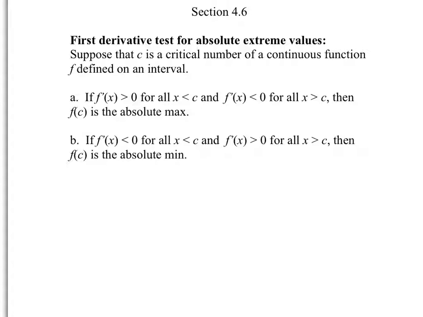Just a review here. Reminder that if the derivative is greater than 0 for everything on the left side and less than 0 for everything on the right, we have an absolute max. So for A, if we have a function with an absolute max, what's the derivative doing on the left side? The derivative's positive. What's the derivative on the right side? The derivative is negative. So that makes sense that that would be an absolute maximum.